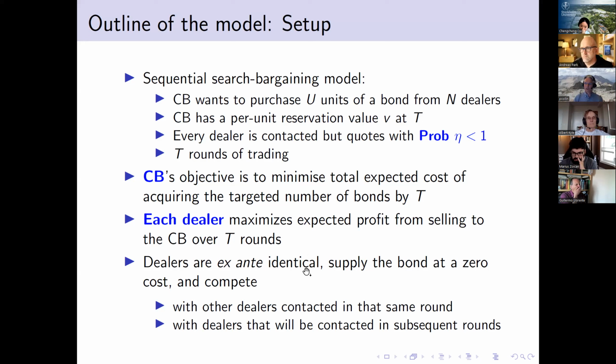And of course, the mechanism is that when dealers quote in earlier rounds, they know they're competing with other dealers that might be quoting in the same round, and they also know they're competing with dealers that might be quoting in subsequent rounds. And so you can see the mechanism: as you approach T, there is less and less competition with other dealers, provided eta is not high.